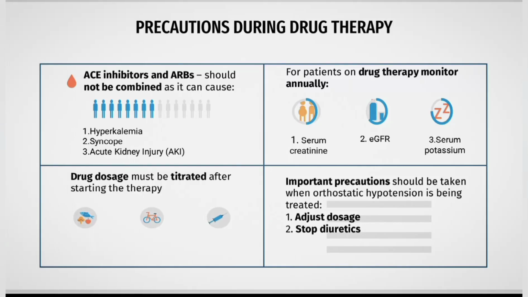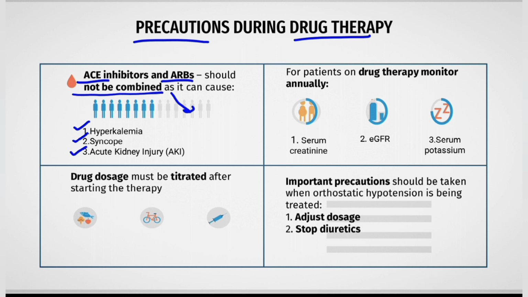Now let's discuss what precautions we should take while doing the drug therapy. The ACE inhibitors and ARBs, angiotensin receptor blockers, should not be combined together. They should always be used separately, because if we combine these two drugs, it can lead to development of hyperkalemia, syncope, and it can also cause acute kidney injury.